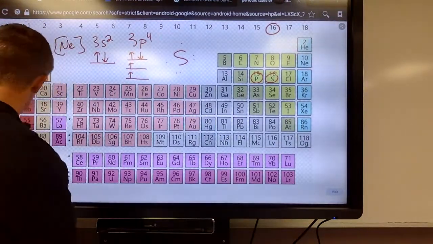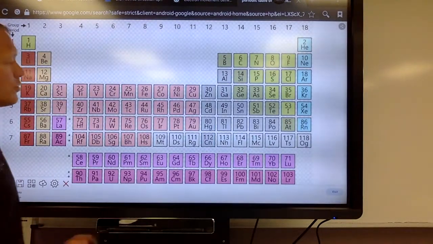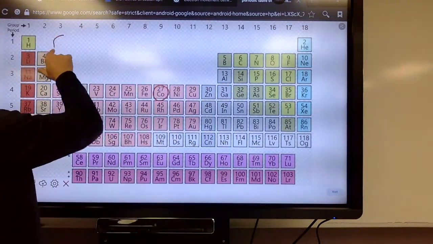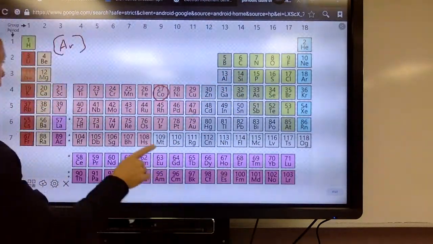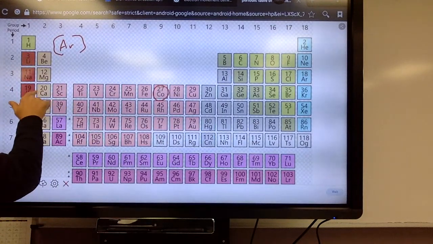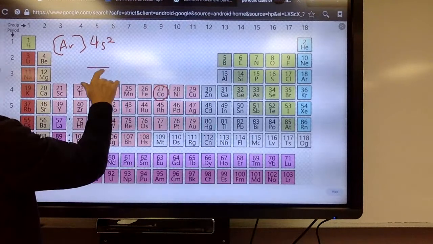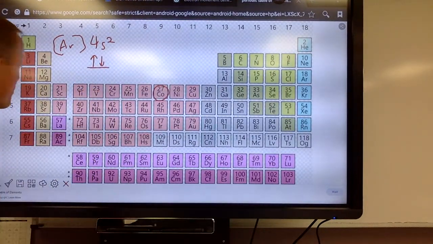All right, if we do a different element, let's say we do cobalt right here. The noble gas that comes before it is argon. So remember, that means we are skipping the first 18 electrons. After argon comes 4s2. So 1 orbital, 2 electrons with opposite spins.